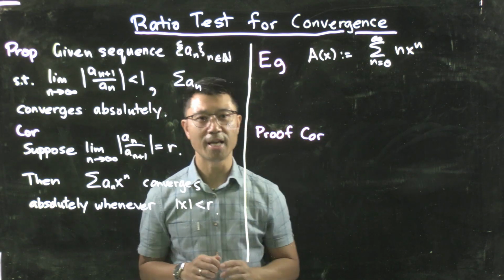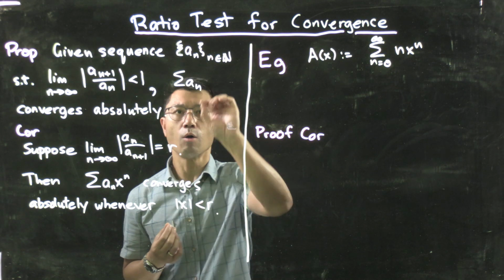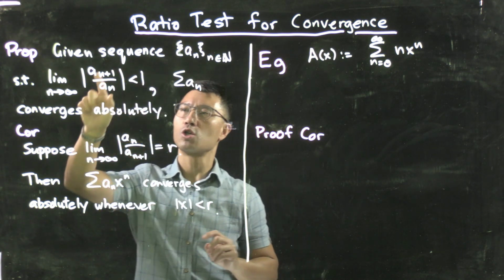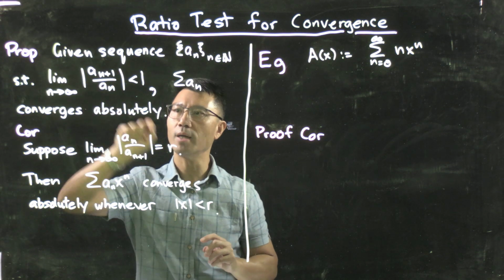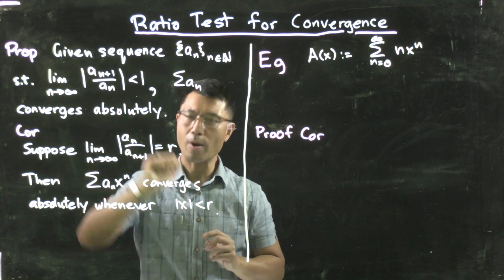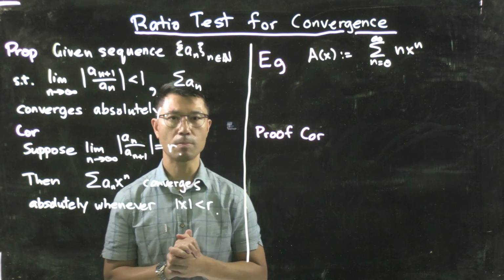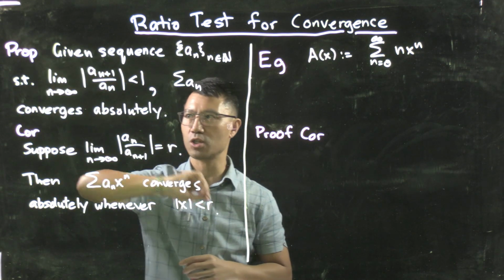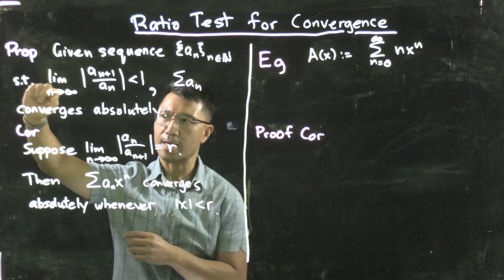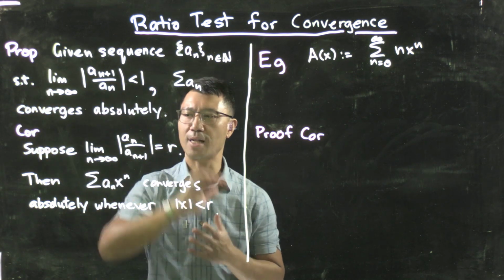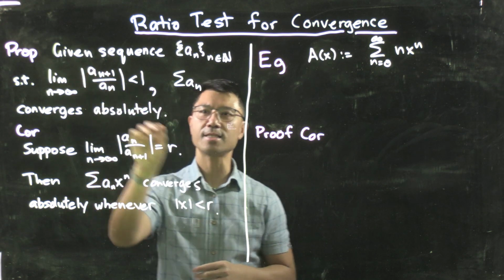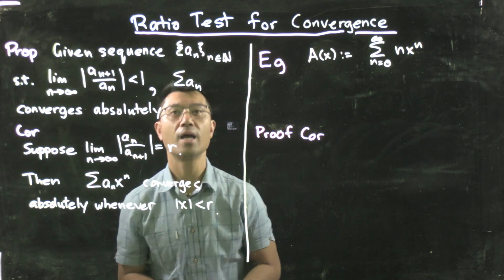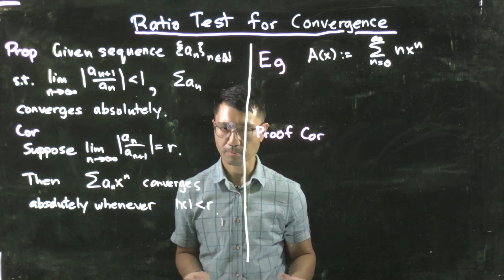In this ratio test, we look at the ratios of corresponding terms. Suppose you look at the (n+1)th term, a_(n+1) divided by a_n, take the absolute value, and then look at the asymptotic behavior of this ratio, the limit as n goes to infinity. If that happens to be less than 1, then this series converges absolutely. And that is the ratio test.